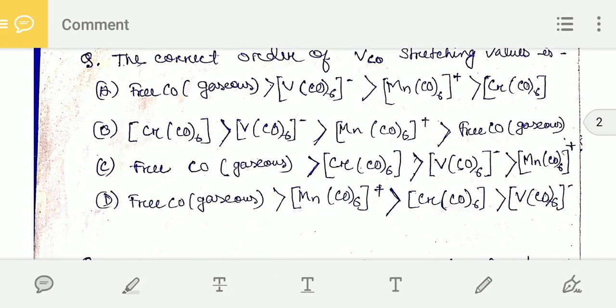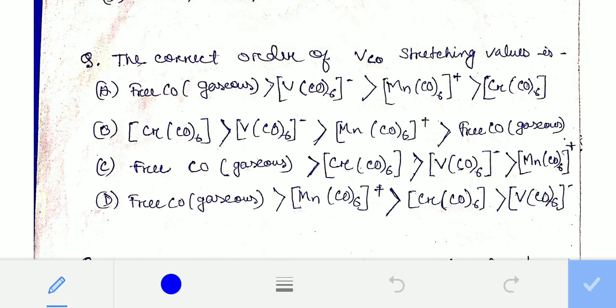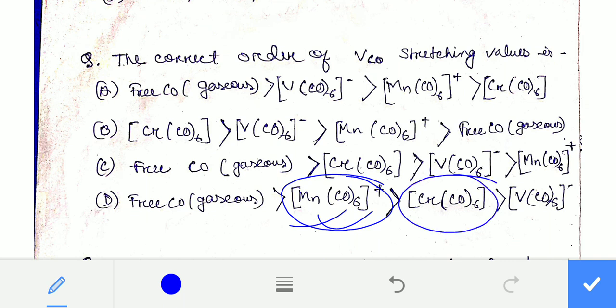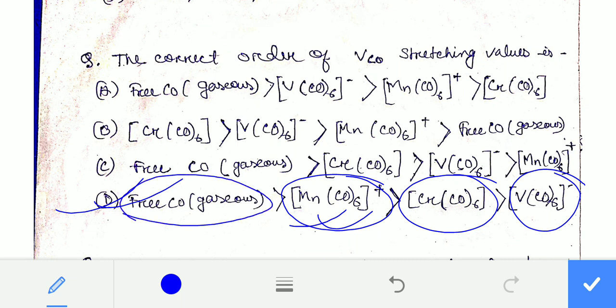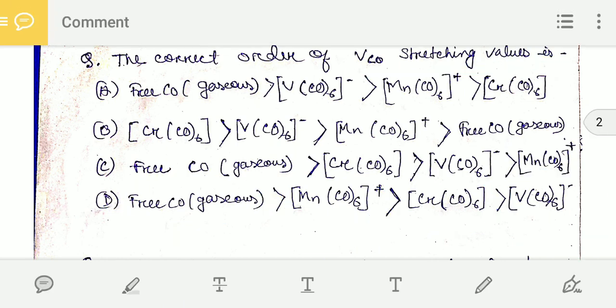So from this we can get to know that Mn(CO)6⁺ will have more stretching values than Cr(CO)6, then V(CO)6. For this question, option D is the right option. And carbonyl in its free state always has the highest stretching value. For this question, option D is the right option.